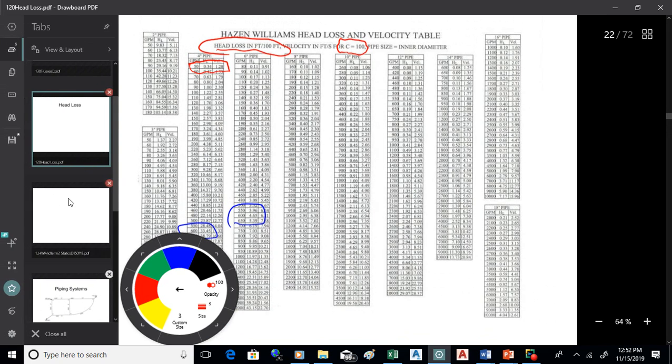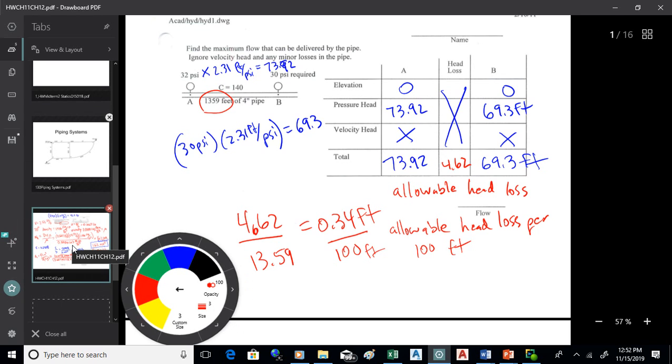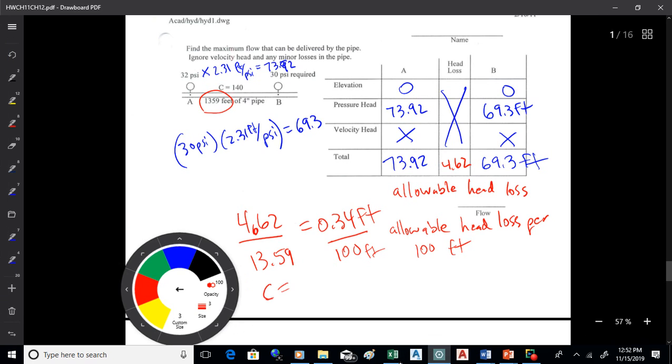Did I have a bad answer in Moodle? Okay, probably not. I had a little correction on my paper here, but I think we're doing okay.